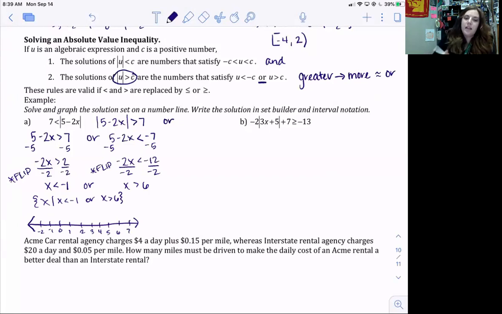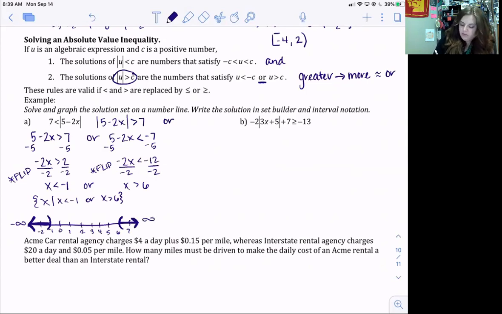Okay, so x is less than negative 1. That's going to give us a parenthesis, and we're facing the left. I'm going to shade in that arrow. Remember, the arrow represents negative infinity. And x is greater than 6. So we're going to use a parenthesis and shade to the right, going towards positive infinity.